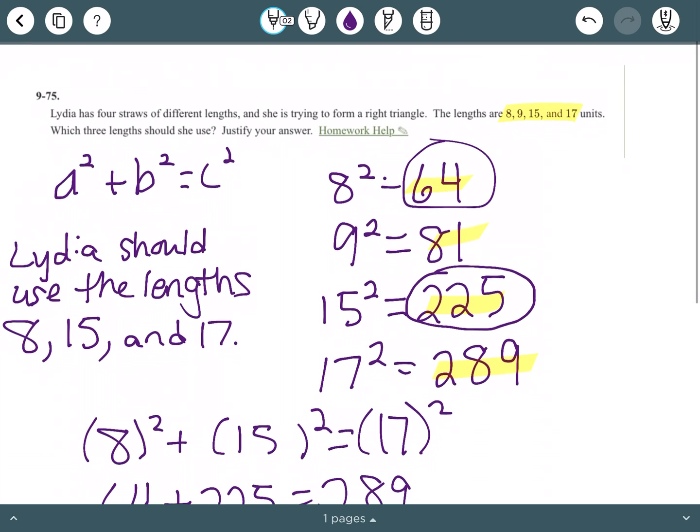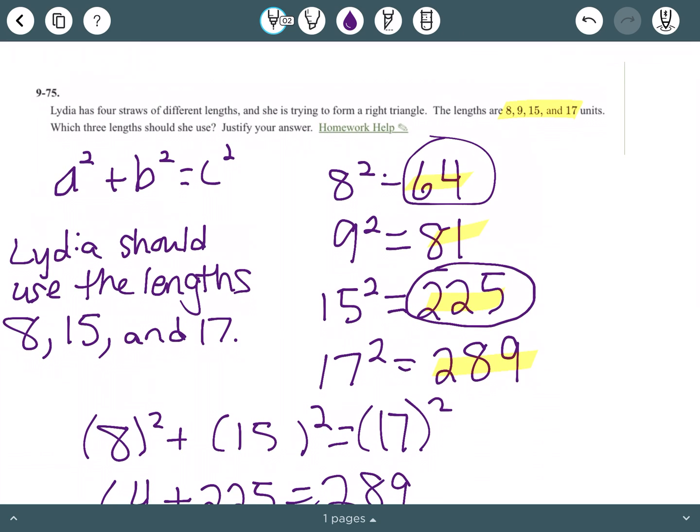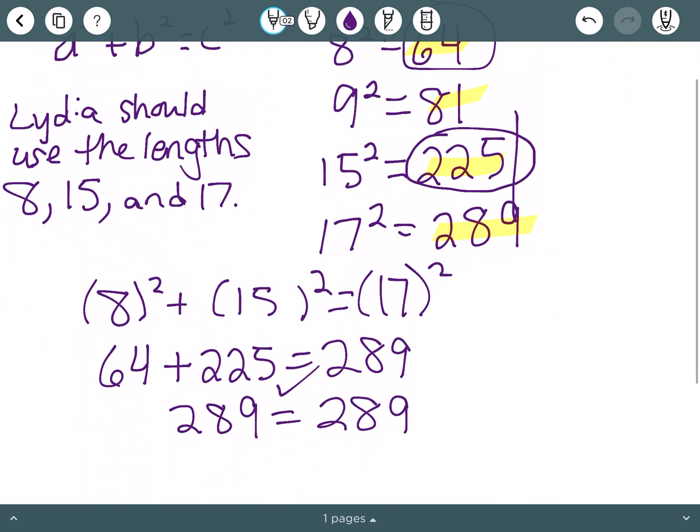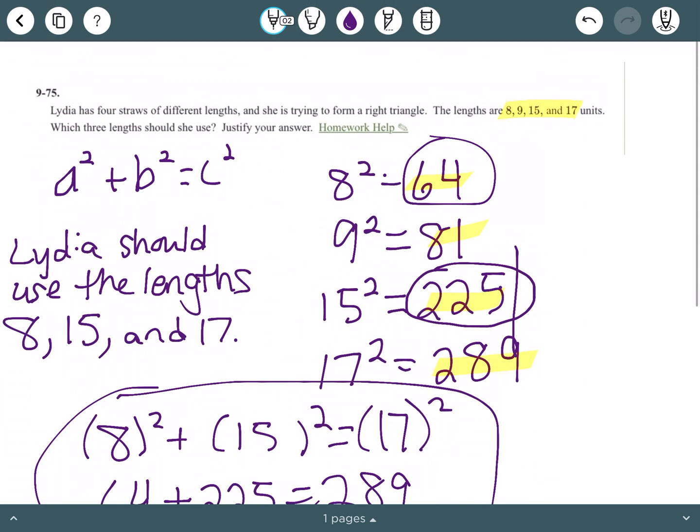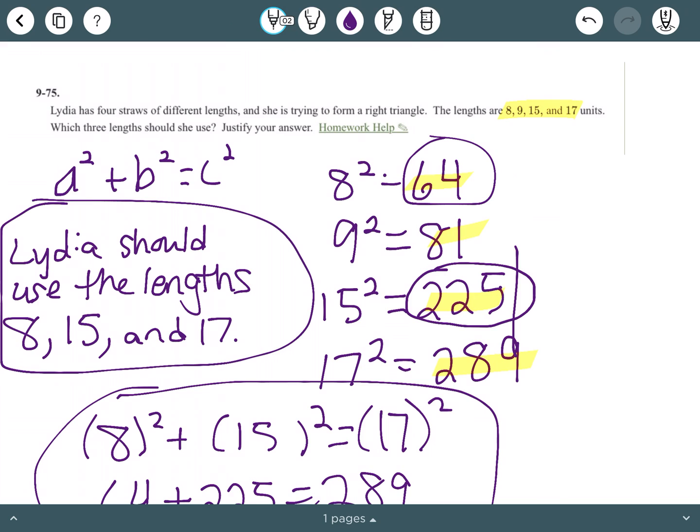And that is all we need to do for this problem. Just make sure you do justify in your math. And I would prefer to see it in that a squared plus b squared equals c squared format, that Pythagorean theorem. Then you do want to make sure that you're answering in words and saying that these are the 3 straw lengths that she should use. That is all for 975.